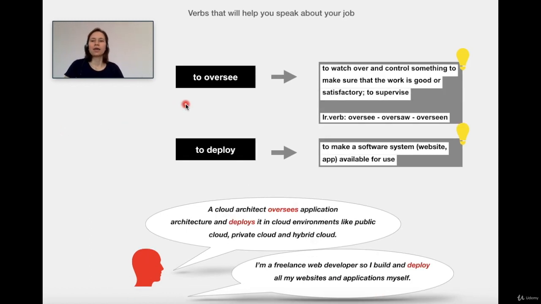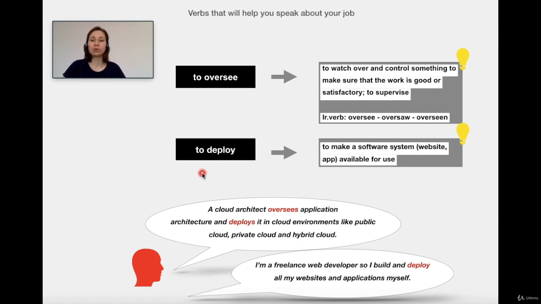Let's go on. To oversee. To oversee means to watch over and control something to make sure that the work is good or satisfactory. In other words, you can say to supervise. So you oversee, you look over something, yeah, you control something. Let's look at the example. A cloud architect oversees application architecture. He controls and watches over application architecture.